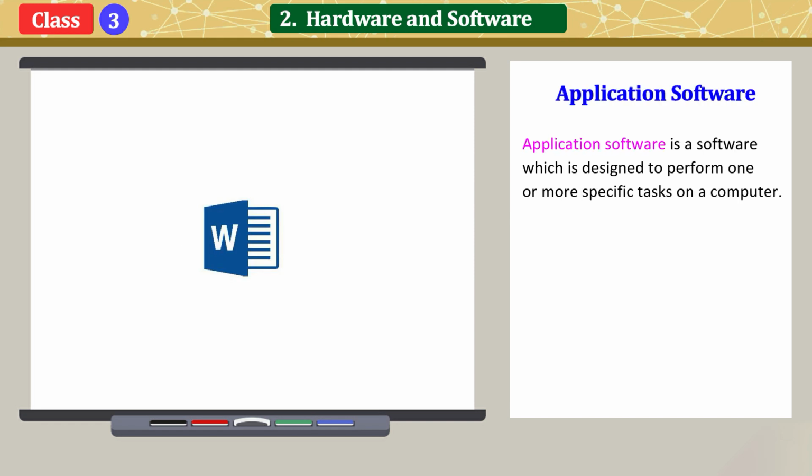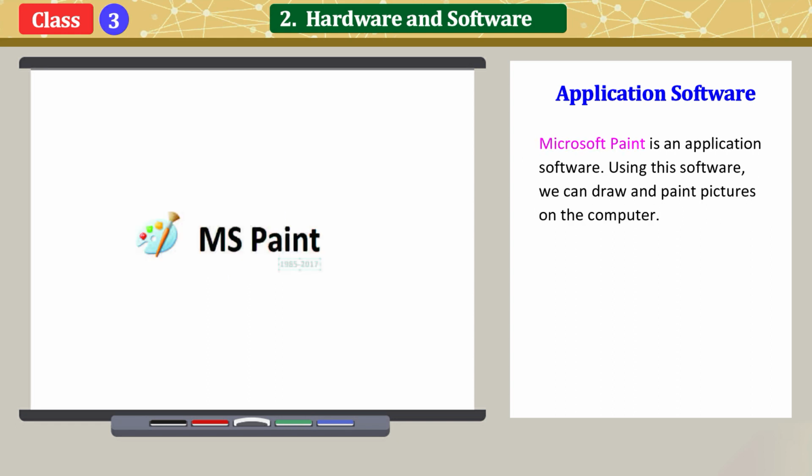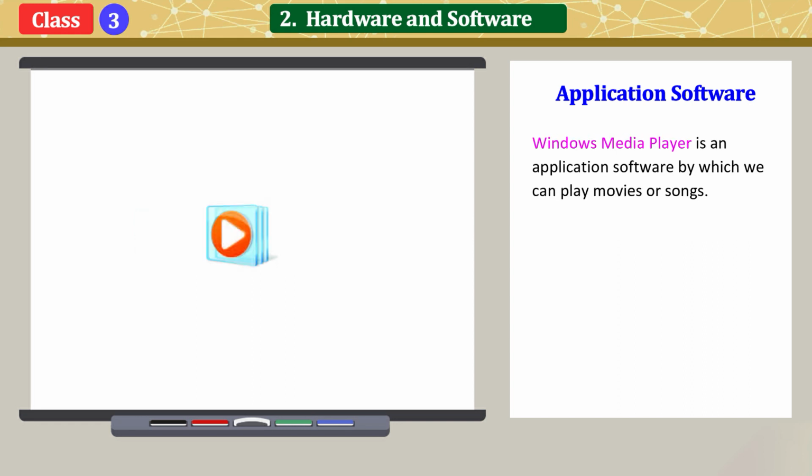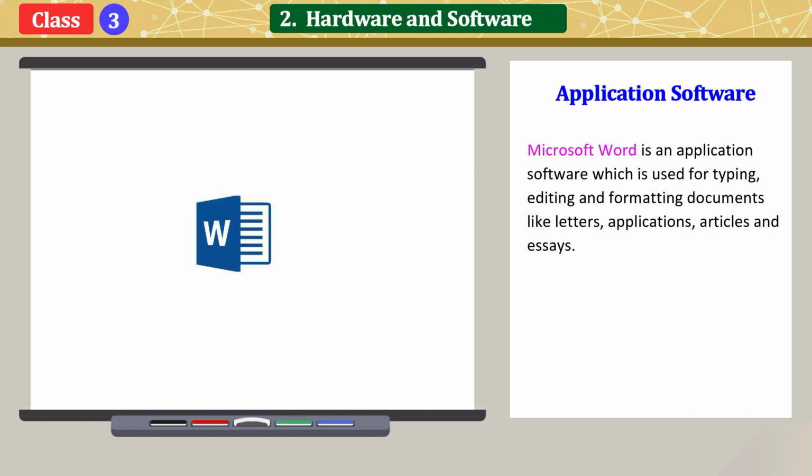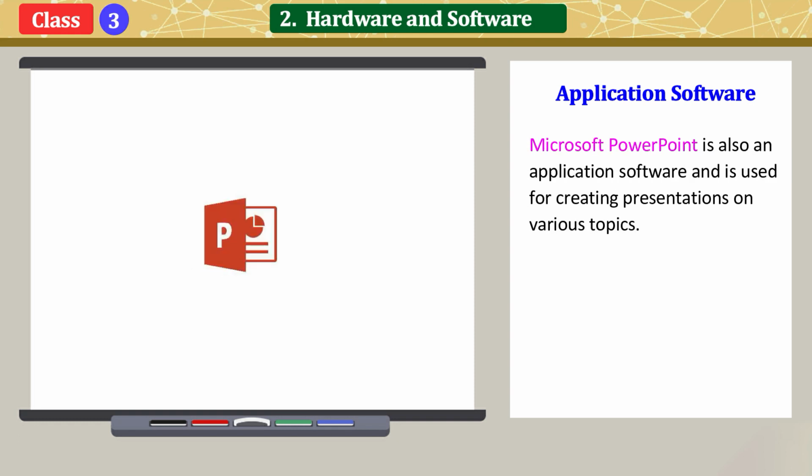Application software. Application software is a software which is designed to perform one or more specific tasks on a computer. Microsoft Paint is an application software. Using this software, we can draw and paint pictures on the computer. Windows Media Player is an application software by which we can play movies or songs. Microsoft Word is an application software which is used for typing, editing and formatting documents like letters, applications, articles and essays. Microsoft PowerPoint is also an application software and is used for creating presentations on various topics.